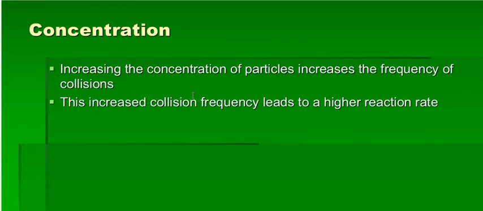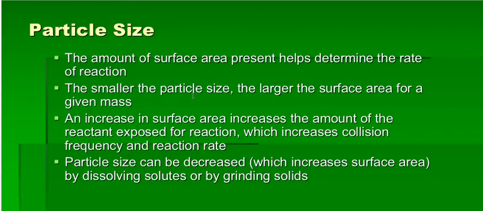Concentration. If you add more particles, if you increase the concentration, it increases the frequency of collisions. You have more collisions because there's more reactant molecules. So that will lead to a higher reaction rate. Particle size. Particle size deals with surface area. The smaller the particle, the larger the surface area. And if I can increase that surface area, I increase the collision frequency. So I want small particles to have a quick reaction rate. And I can decrease particle size by dissolving solutes or by grinding up solids.